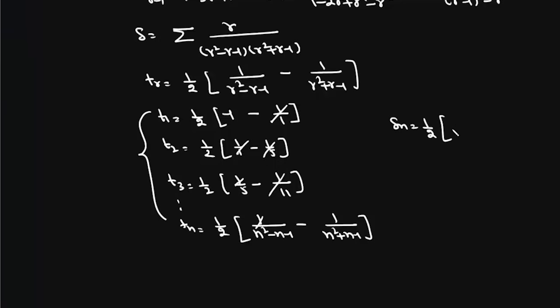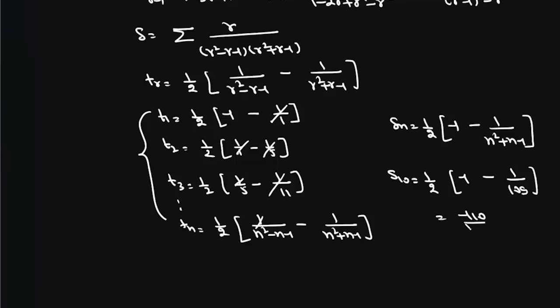1 by 2, and this is minus 1 minus 1 upon n square plus n minus 1. Now we need to find the sum of 10 terms. So we'll put n as 10. So it will be this minus 1 minus 1 upon 100 plus 10 minus 1, so it will be 109. So it is minus 110 upon 2 into 109, which is minus 55 upon 109. And that's your option D.